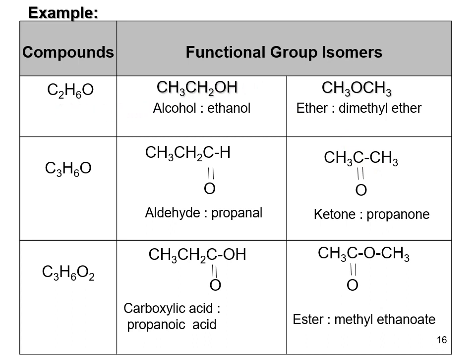C2H6O. Okay, so this is alcohol with the functional group hydroxy. And then this is COC, alkoxy. But they have the same number of carbon, 1, 2, and then 6 hydrogen, and 1 oxygen atom. But the functional group is different.